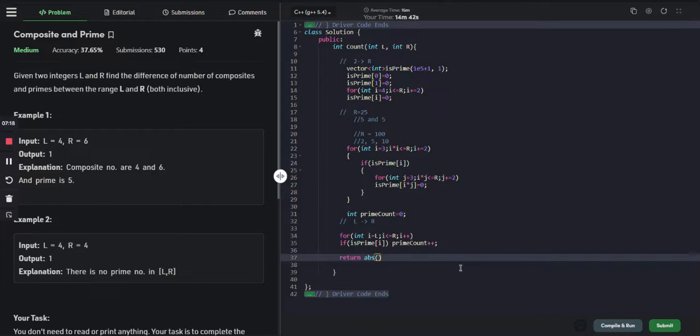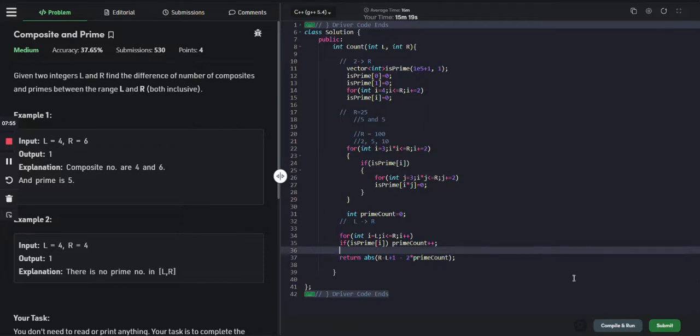So what will be the composite numbers? The composite numbers will be the total minus prime numbers. The total numbers are capital R minus capital L plus 1. We should subtract the number of prime numbers from them, and these will be the composite numbers. We need the difference of composite and prime, so we need to subtract the prime count again. So I can just mark this as minus 2 times prime count, right? So this should do the job for us.